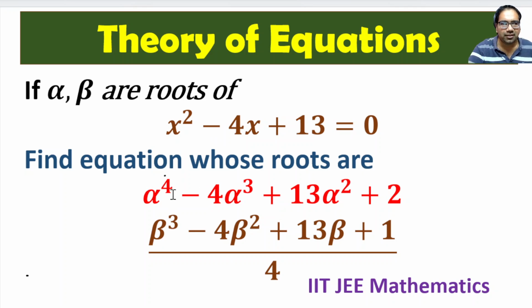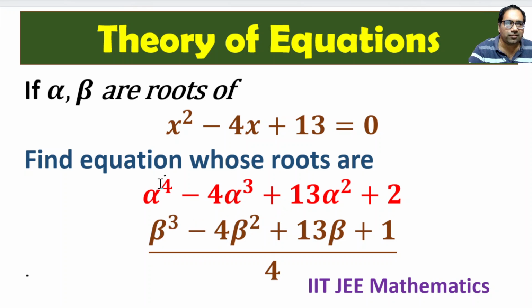This is an equation which needs a lot of computation, because the roots are actually the roots of this equation, and the equation that we have to find looks very clumsy. But if you see, there is some similarity. x² − 4x + 13: 1, −4, 13. Here also 1, −4, 13. Here also 1, −4, 13.